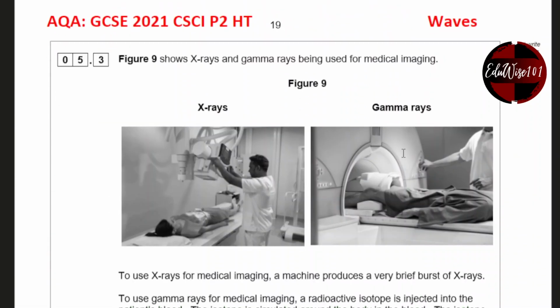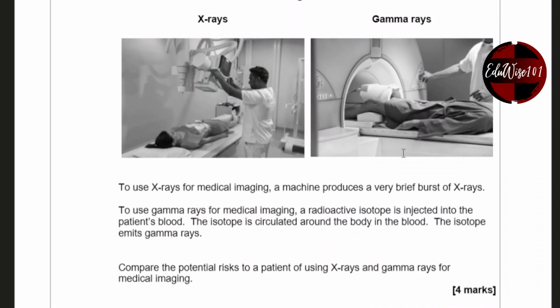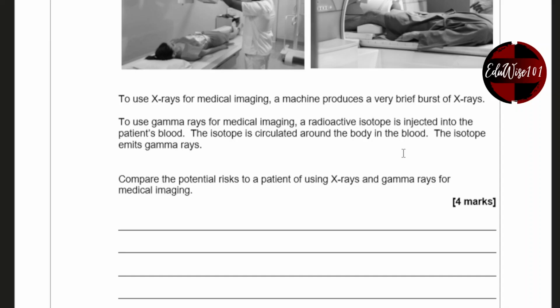Figure 9 shows X-rays and gamma rays being used for medical imaging. X-rays in the first picture, gamma rays in the second. To use X-rays for medical imaging, a machine produces a very brief burst of X-rays. To use gamma rays, a radioactive isotope is injected into the patient's blood. The isotope is circulated around the body in the blood. The isotope emits gamma rays. Compare the potential risks to a patient of using X-rays and gamma rays for medical imaging.